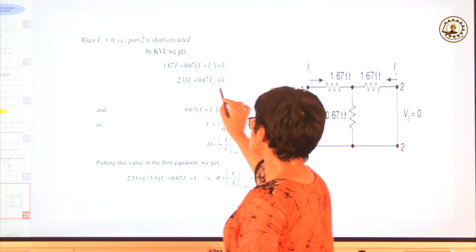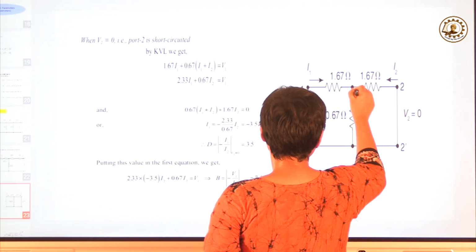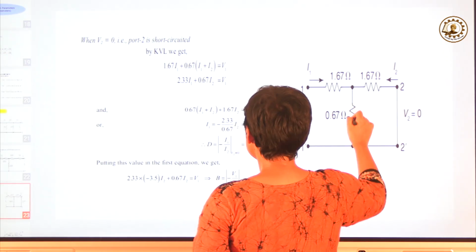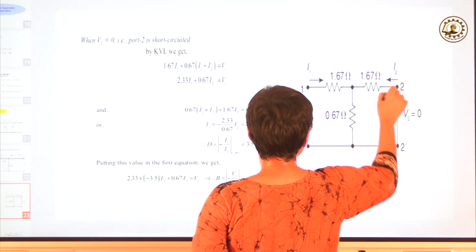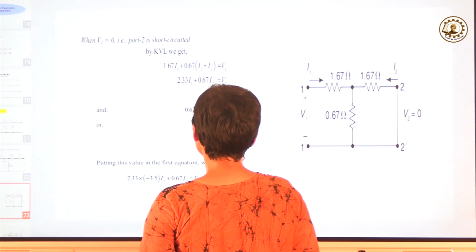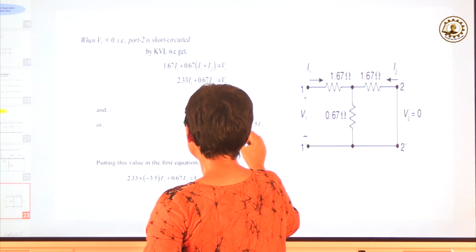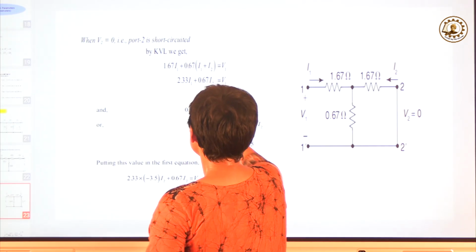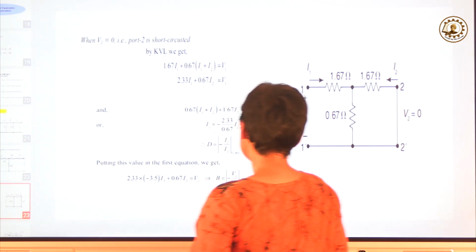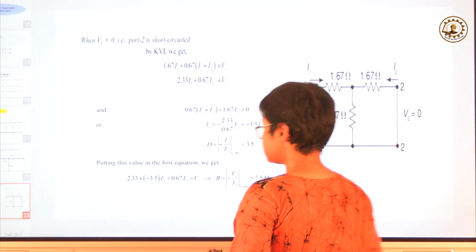So we will get a relation between V1 and I1, I2, and again if we apply KVL in this loop, 0.67 (I1 plus I2) plus 1.67 I2 equals 0. So again we will get a relation between I1 and I2. From there we will get D. Now if we put this value of I1 in here, we will get our B. So by short circuiting port 2 we are getting B and D.